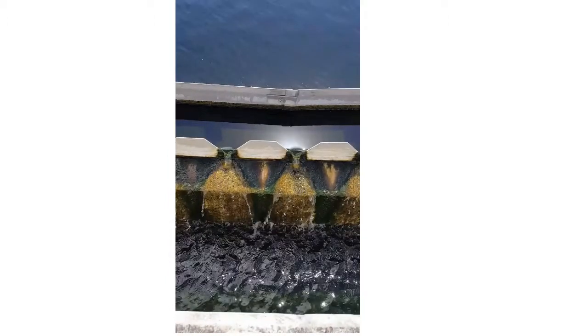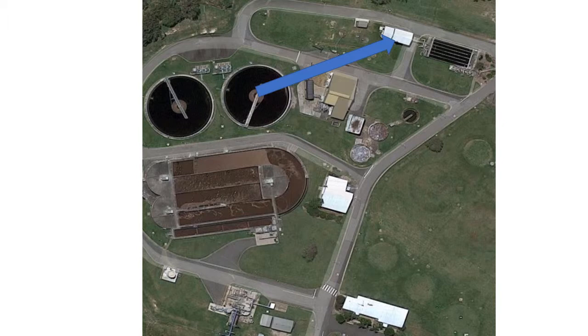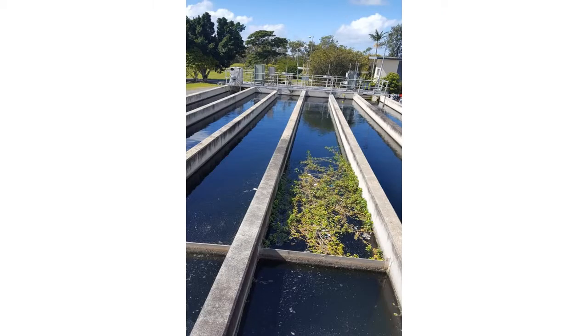This water is then gravity fed to the chlorine contact tanks. This is where the chlorine is added to disinfect the filtrate water. The filtrate water will sit in these tanks for a while to let the chlorine do its work and kill all of the bacteria and protozoa in the water.